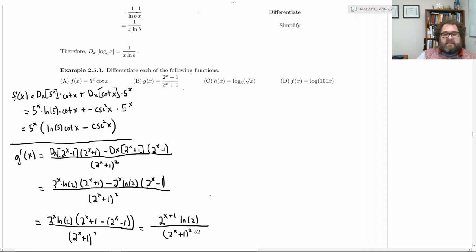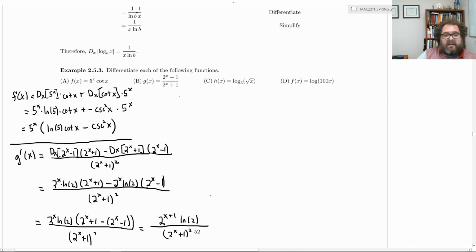What about C? Okay, C. Oh, interesting. C is composite again. Oh, C and D are both composite. But again, we don't have this thing called the chain rule yet. Coming soon enough. But we can use properties of exponents to rewrite both functions in C and D and then apply the properties of derivatives that we know so far.